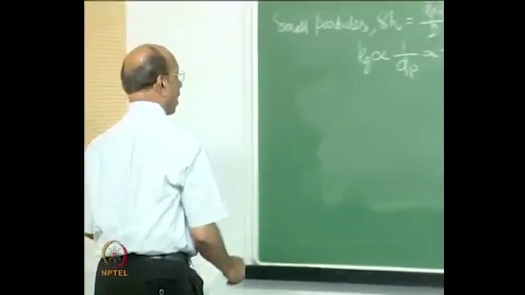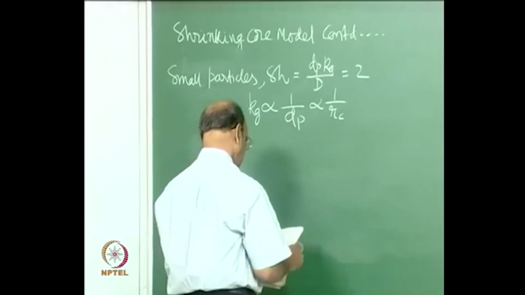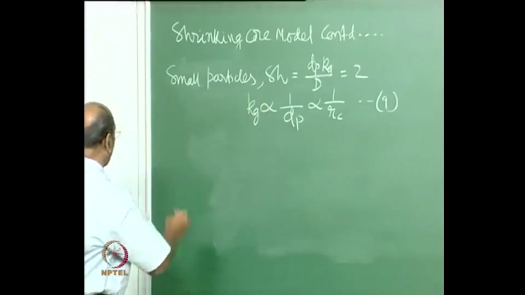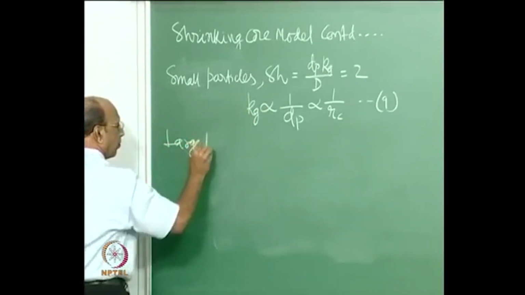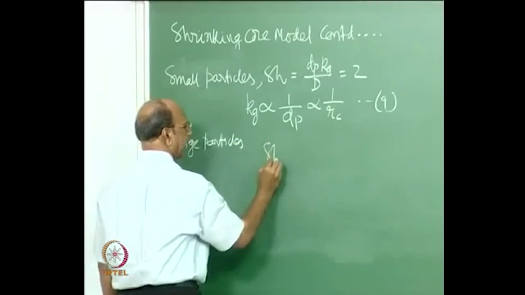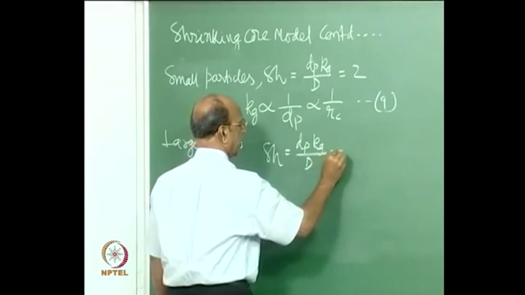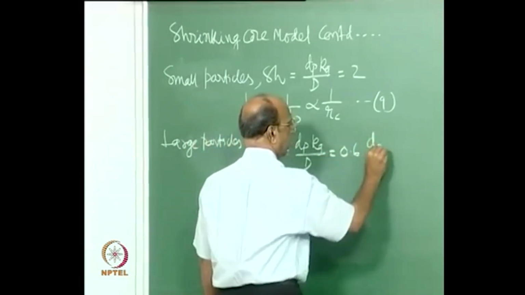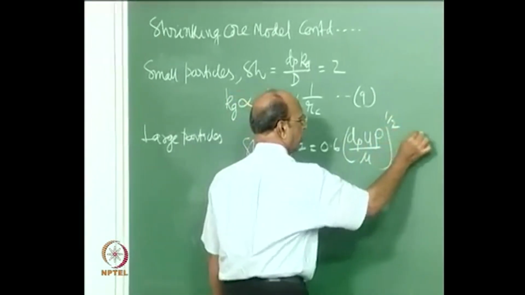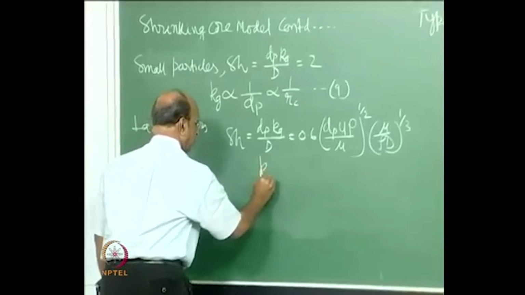That is equation 9. And for large particles, Sherwood number, dP kg by D, equals 0.6 times (dP u rho by mu) to the power of half, times (mu by rho D) to the power of 1 by 3. Now, can you tell what kg is proportional to?